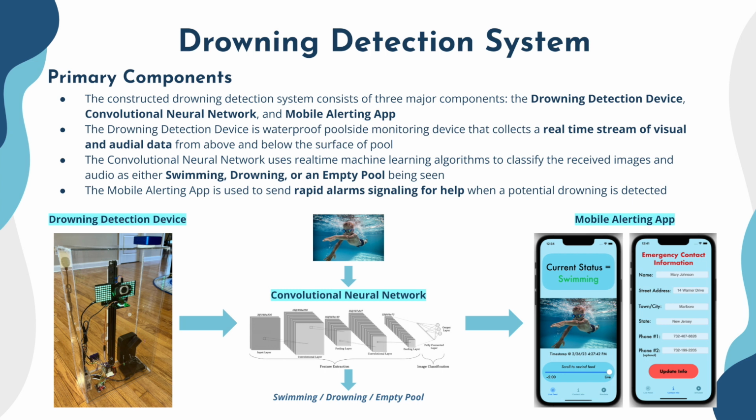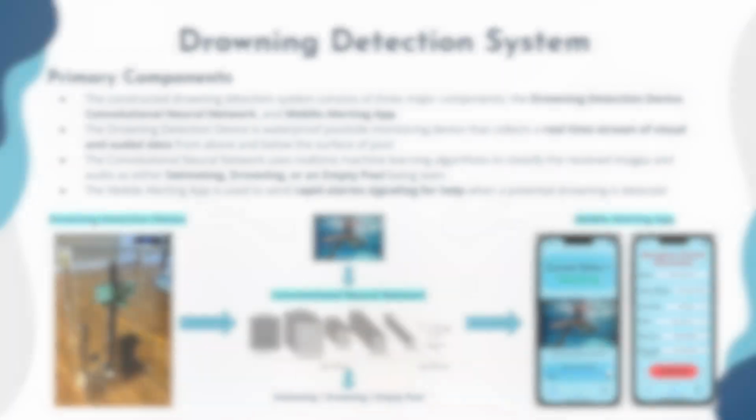The constructed drowning detection system contains 3 primary components: the drowning detection device, the convolutional neural network, and the mobile alerting app. The drowning detection device is a waterproof poolside monitoring device that attaches to the side of the pool and is half above and below the water. It collects a real-time stream of visual and audio data from all areas of the pool and streams this to a back-end server in real time. Here, a convolutional neural network is used to analyze the images and audio and classify the given situation as swimming, drowning, or an empty pool currently being seen. Finally, the mobile alerting app is used to see a live status and feed of the pool, as well as enter in emergency contact information.